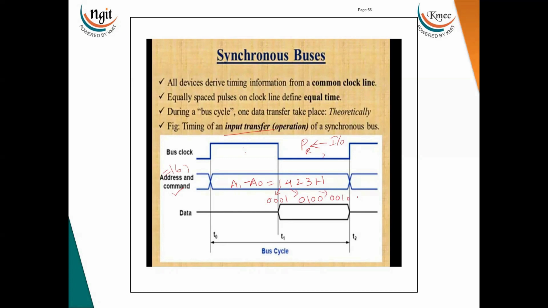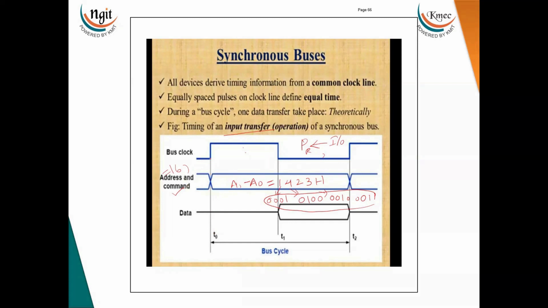Now 3 is what? 0011. Now all these 16 bits we are representing like this. So instead of showing single bits like 0 and 1, we are representing it like this, and inside this bus we will write the address. This is the representation of the address, and the command word is also combined here. The command is nothing but the read operation.